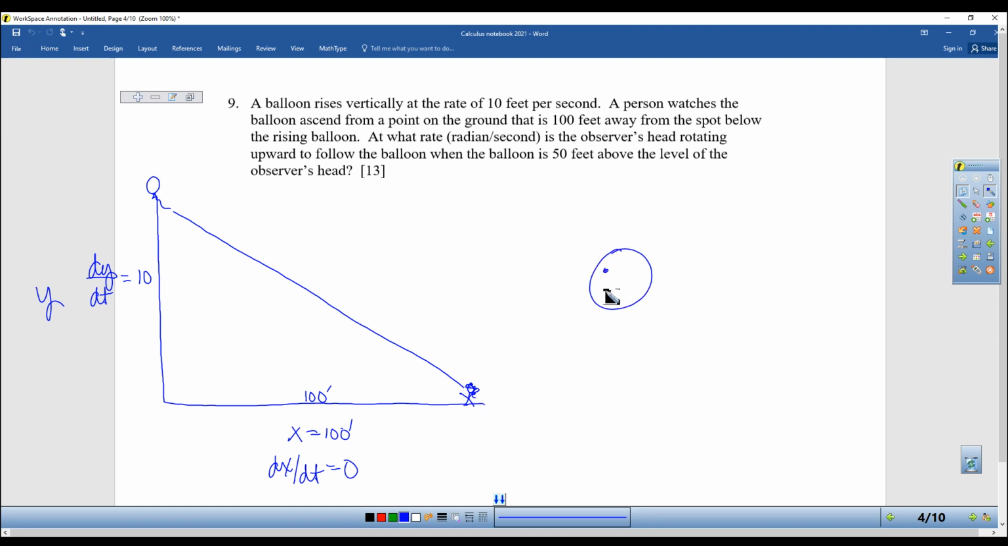So think about it like this. You're looking at the balloon, and then the balloon rises. What do you have to do to your head? You have to tilt it so that you can keep seeing it. So there's an angle that's going on here. First, you're looking straight ahead, and now you're looking up. There's an angle that's happening there, and that's what they're talking about. They want to know how fast that angle is changing.